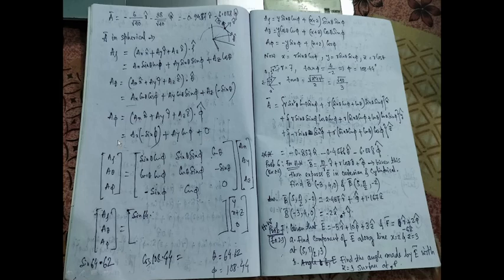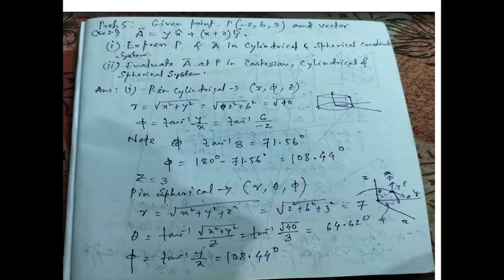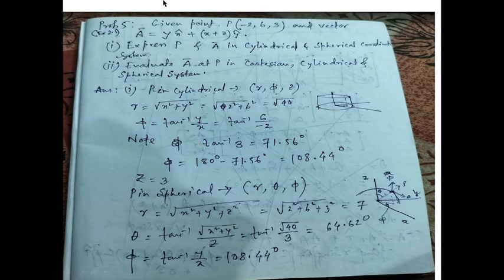So if I represent this in matrix format, it is a rho, a theta, a phi equals the matrix with rows sin theta cos phi, sin theta sin phi, cos theta; cos theta cos phi, cos theta sin phi, minus sin theta; minus sin phi, cos phi, 0; multiplied by ax, ay, az. Now in the earlier problem we have computed the theta direction, where the theta angle is 64.62 and phi is 108.44 degrees. Now you put in the values of sin theta, cos phi and so on, and here you also need ax, ay, az. What is ax, ay, az? Here it is given that ax is y, ay is x plus z, and az is 0.